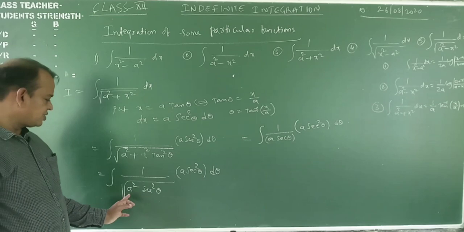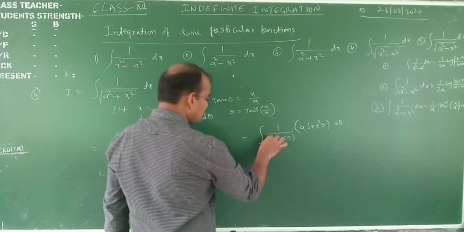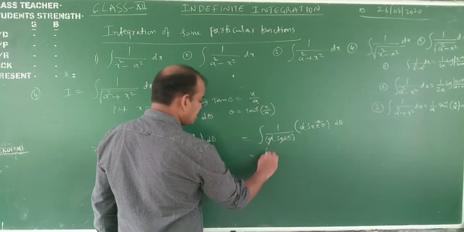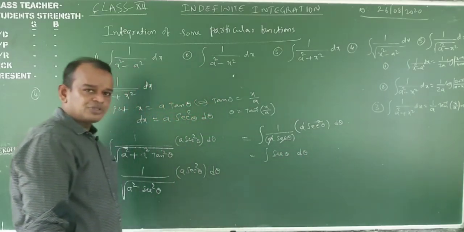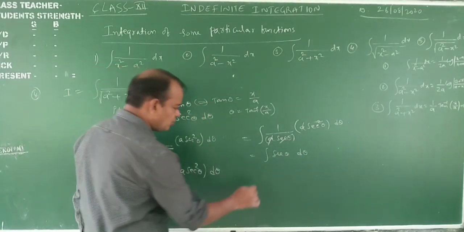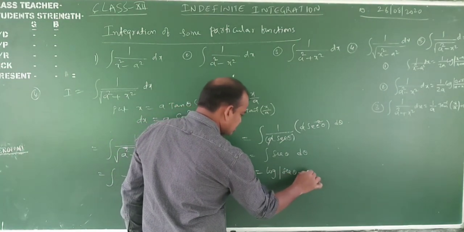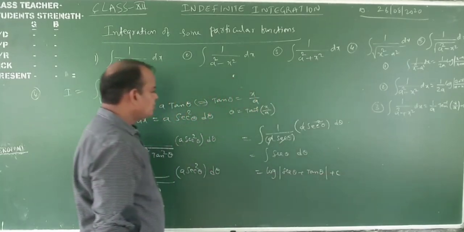Root of a squared secant square theta means a secant theta. Now what happened? Secant theta and secant square theta cancel. Now what is going on? This is secant theta d theta. What about secant theta? The integral of secant theta you know very well: log mod secant theta plus tan theta plus c.